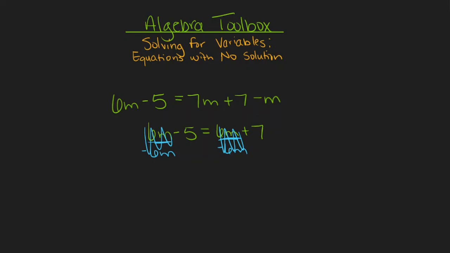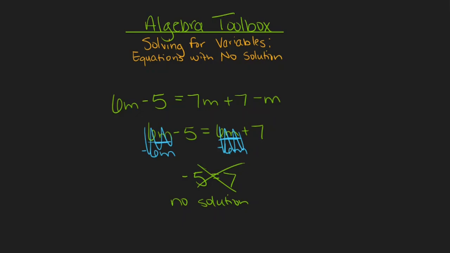And that just leaves us with a statement that negative 5 is equal to 7. Well, we know that that is not true. Negative 5 is not the same thing as 7. And so we know that this is going to end up being no solution, because no matter what value I plug in for m, there's no way that I can make negative 5 equal 7.